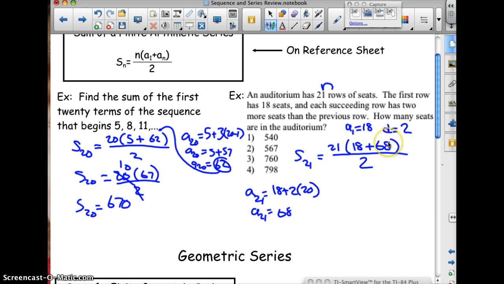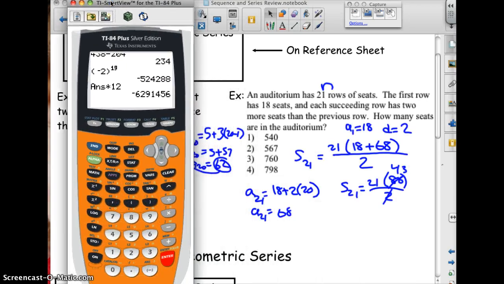All right, so I have 68 there. And then when I add 68 and 18, that comes out to 86. So S sub 21 is 21 times 86 over 2. And again, I can reduce this. This one here, this time is 43. And just do 43 times 21, and I'll be home free. 903. Uh-oh. What did I do wrong? Because 903 is not one of my choices, is it?